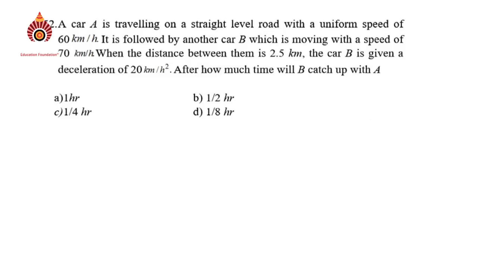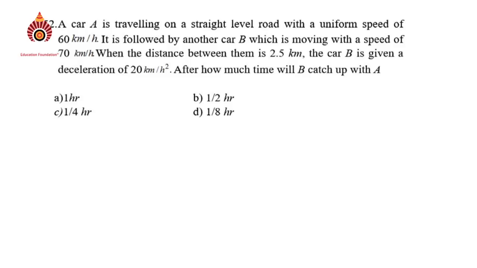A car is traveling on a straight level road with a uniform speed of 60 km per hour. It is followed by another car B, which is moving with a speed of 70 km per hour. When the distance between them is 2.5 km, the car B is given a deceleration of 20 km per hour square.